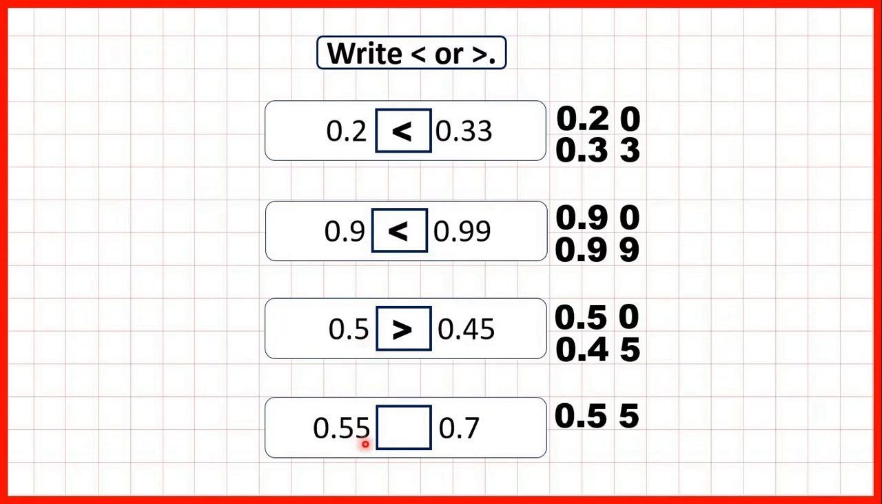Now 0.55 and 0.7. We write the numbers out with the decimal points lined up and write 0 in empty squares. Both numbers have 0 ones, but if we look to the tenths, we have 5 and 7. So we know straight away that this second number with 7/10 is our larger number.